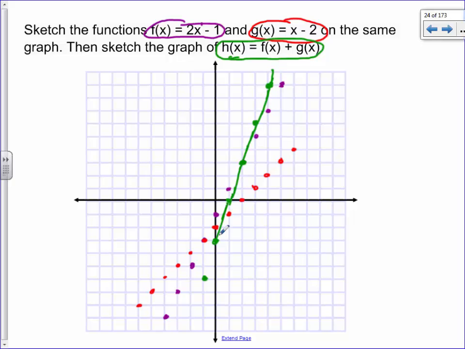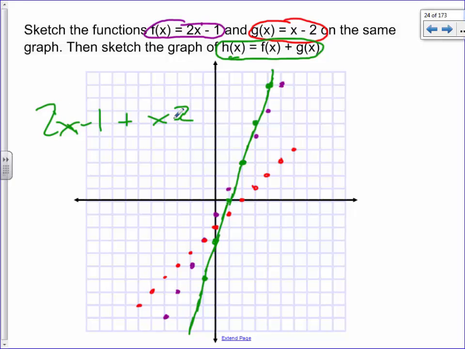What sort of graph did we just produce? I guess what type of graph is what I'm saying. Linear, quadratic, cubic? Linear, yeah. And now let's prove it by using the equations. One of the equations was 2x minus 1. And we were asked to add to that x minus 2. Oops, that must be a 2 there.